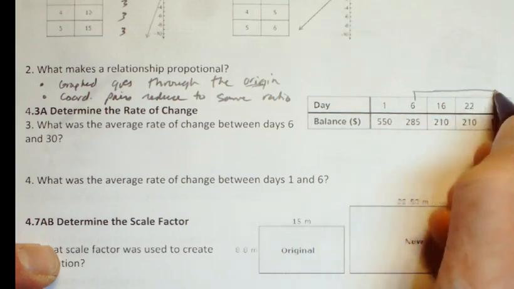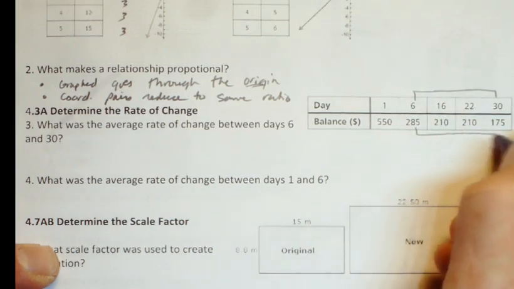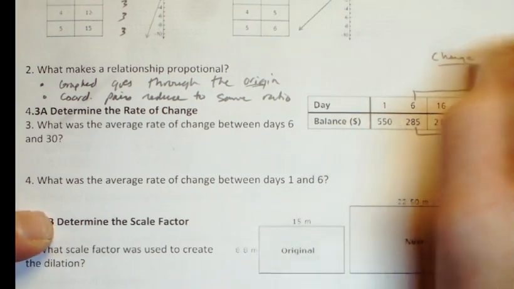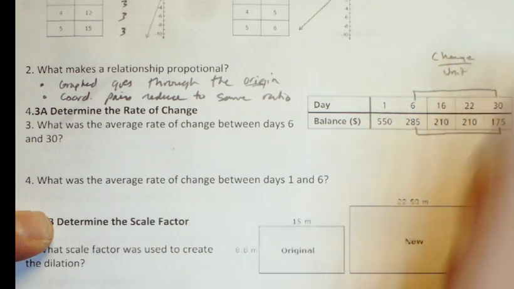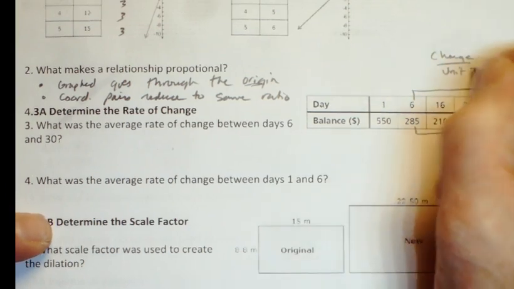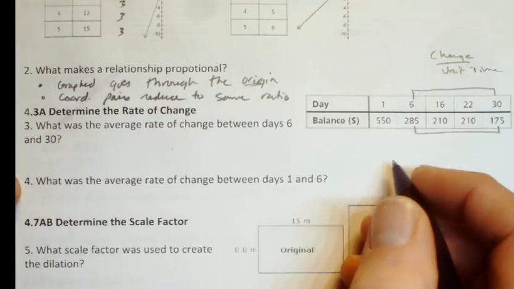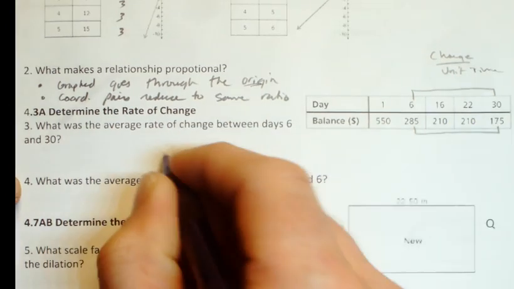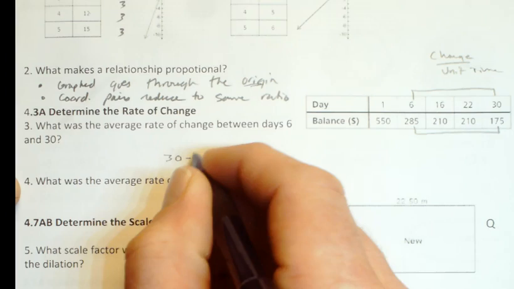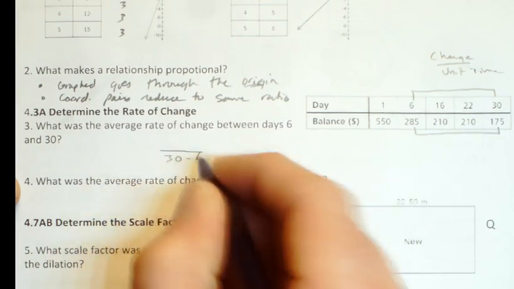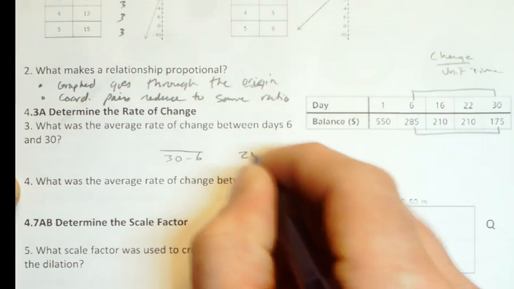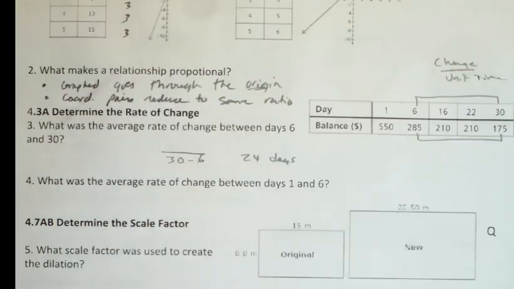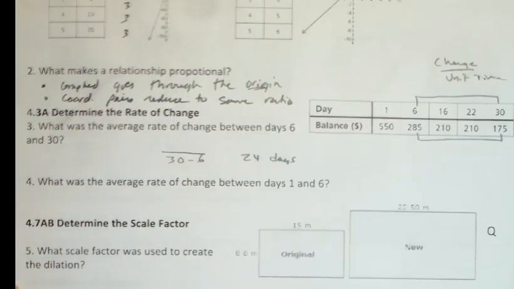Well, I like to box them off like this. 4.38 determined rate of change. We usually have some sort of a change over some sort of a unit of time. Not always, but generally some sort of unit of time. Change over time. The average rate between day 6 and 30, well, if we look at the days on the bottom then we've got 30 minus 6. So we really have got 24 days there. And we've got 285 minus 175.